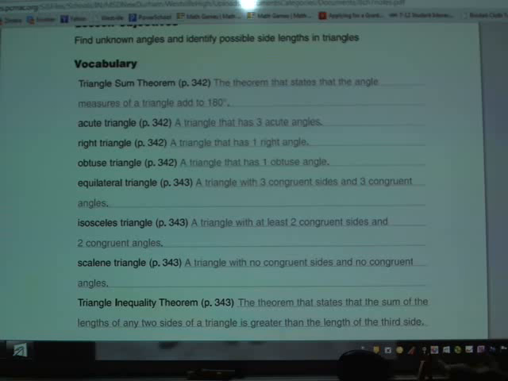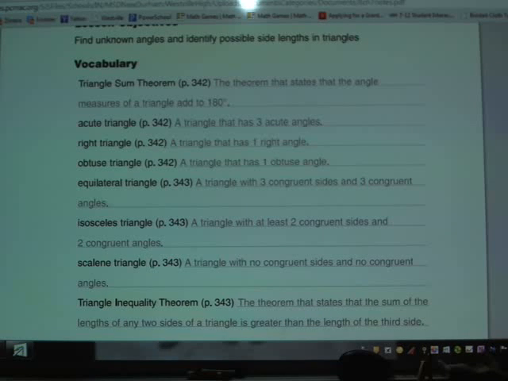And that's the theorem that states that the angle measures of a triangle add to 180 degrees. No matter what way I draw the triangle, those three angles in that triangle are always going to make 180 degrees. Now the next three definitions there are definitions that describe triangles by their angles. They're simply descriptors.